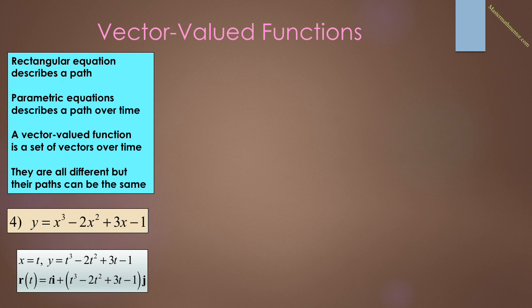So in the example, y equals x to the third minus 2x squared plus 3x minus 1, which is a rectangular equation and a function, we can express this parametrically as x is equal to t and y is equal to t cubed minus 2t squared plus 3t minus 1. The vector valued equation would be t i plus (t cubed minus 2t squared plus 3t minus 1) j. Again, all three are different, but the paths that they create are exactly the same.